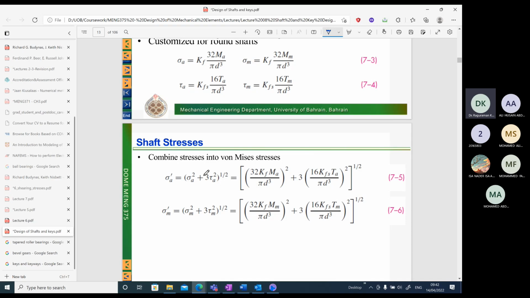Now we can combine both these stresses. So we need to find the von Mises amplitude and mean stresses. A 2D formula, we already know that. You can utilize this formula. Suppose if you have an axial load in the shaft, in that case, we will have to use the von Mises stress we have seen earlier in the previous chapter.